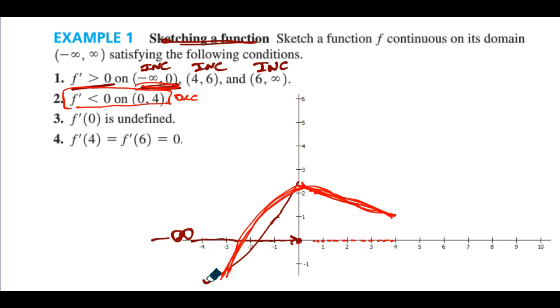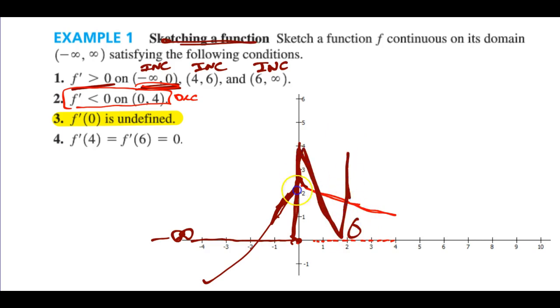Until I read number 3. And then number 3 says, let's get rid of the red because I can see that the red doesn't satisfy number 3, where it says, listen, we've got an undefined value at 0. So either have a vertical asymptote or have a hole in the function. It's not continuous, or probably a cusp would be good, because see here the slope just goes really steep. So here the slope of the tangent line is really steep, and then right here the slope of the tangent line is vertical, which means I've got no slope. Vertical lines have no slope.